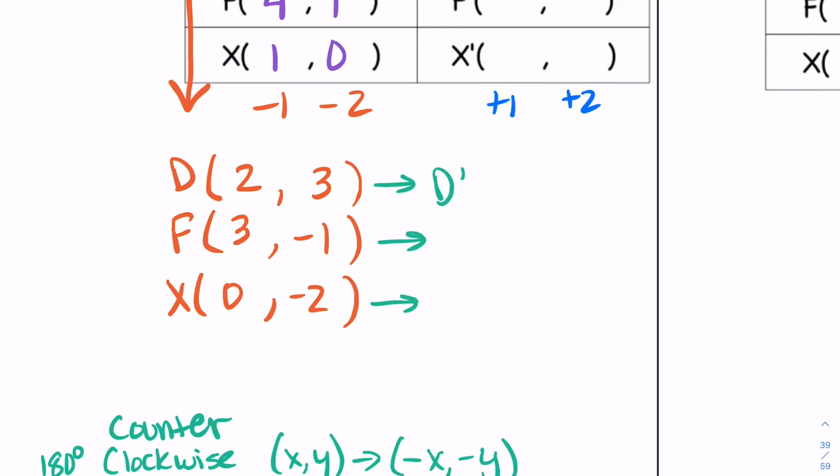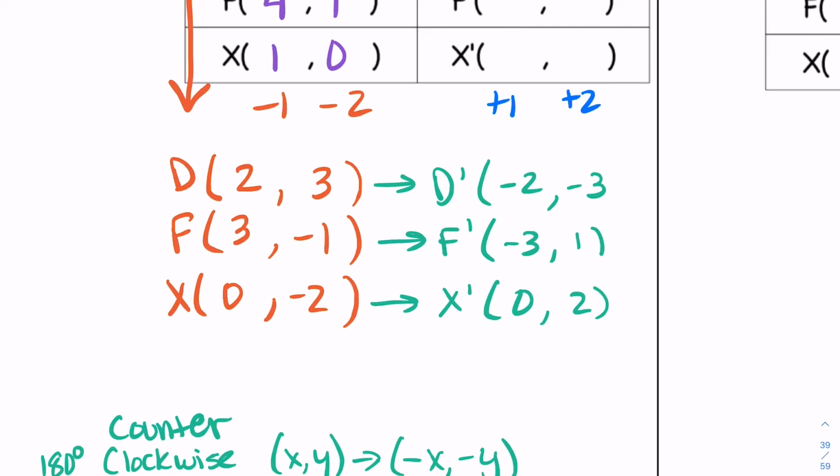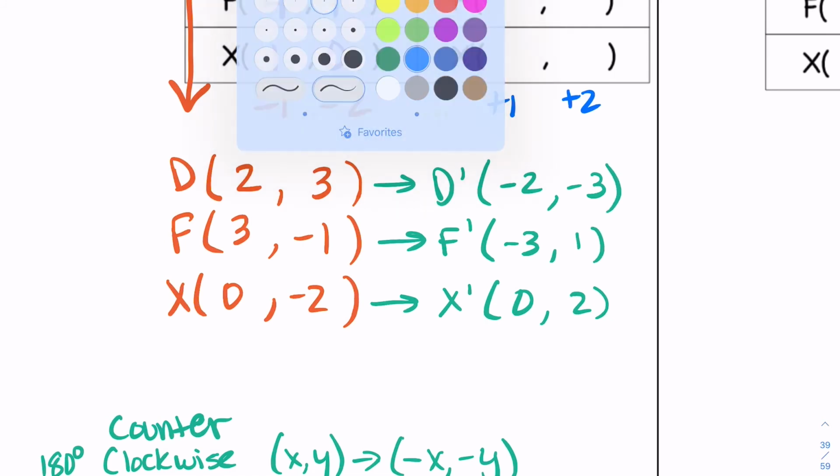Here's D prime, F prime, and X prime. So I'm going to make them fully opposite of what they were because that's what it's asking me to do: opposite X, opposite Y. So I get negative 2, 3, negative 3, 0, and I get negative 3, 1, and 2. All right, I'm making some pretty good progress.